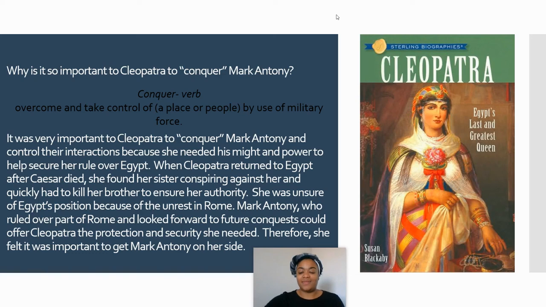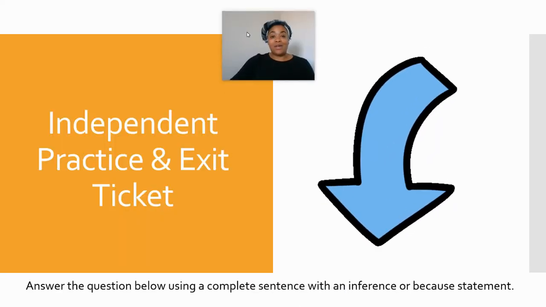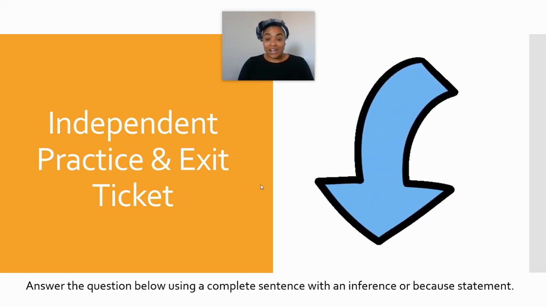So, scholars, it is now time for your independent practice and your exit ticket. Remember to use your notes from today and yesterday's notes to help you answer the question, why was it important for Cleopatra to conquer Mark Antony?